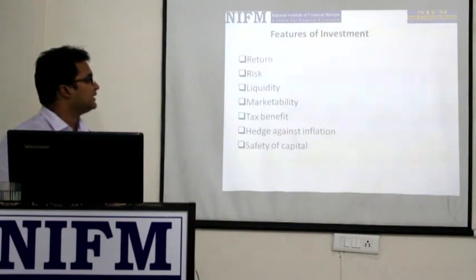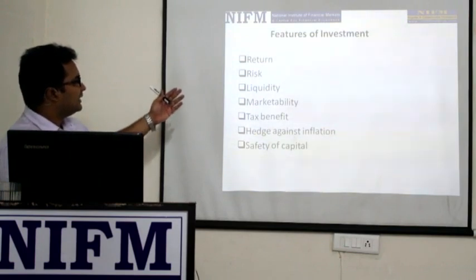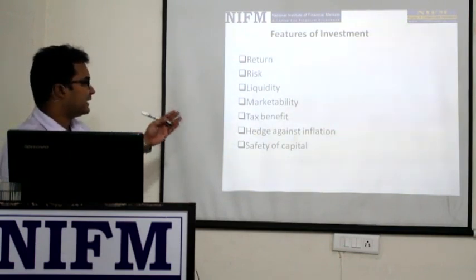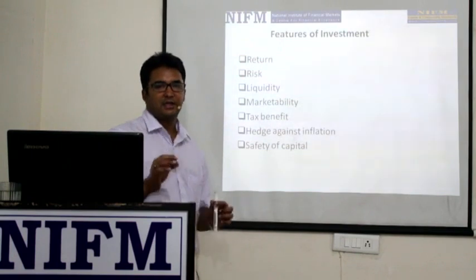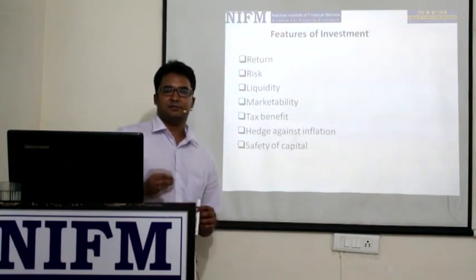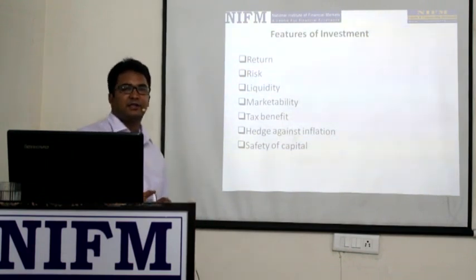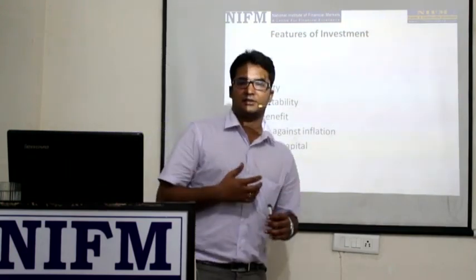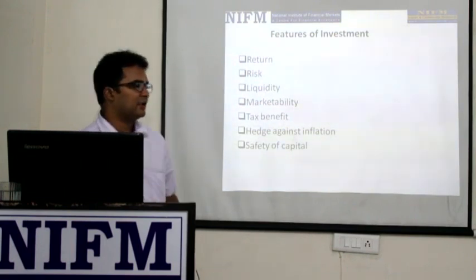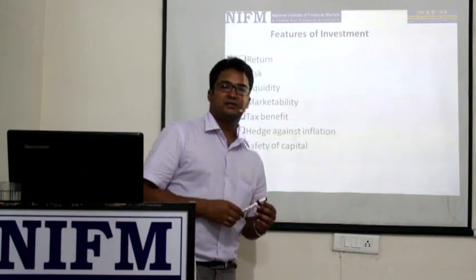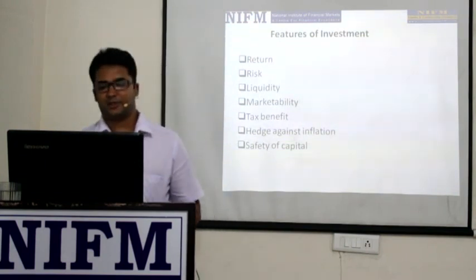Now when we talk about investments, there are certain aspects which we need to understand. There are elements like return, risk, liquidity, marketability, tax benefit, hedge against inflation, and safety of capital. So when we are talking about investment, we are talking about risk and return, and we are taking certain risk to get that return. And there would be a high level of liquidity in the market so that we can purchase a stock and then sell it as soon as possible or maybe after some time. Or there would be marketability. If you are buying a stock, you are buying it for the reason of appreciation against that particular price. And if there is no marketability, there would not be any appreciation.